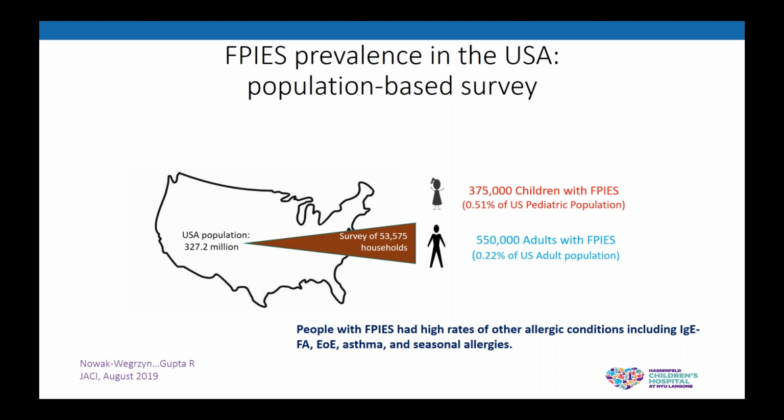This was quite surprising to us and suggested that we are dealing with a much more common condition than previously estimated. What was also interesting from that study was that patients reported very high rates of other allergic comorbidities, including IgE-mediated food allergy, eosinophilic esophagitis, asthma, as well as seasonal allergies, putting FPIES in that continuum of allergic predisposition.